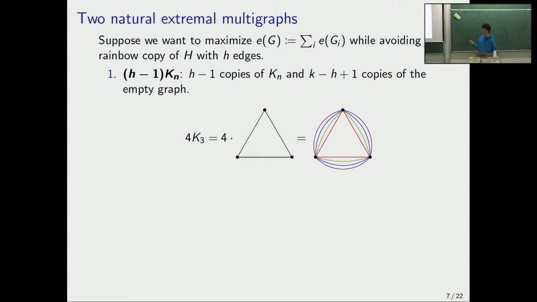The first one is (h-1) times K_n, and this consists of h-1 copies of a complete graph K_n, and all the other color graphs are empty. So here we have an example of 4K3. It consists of 4 triangles. The reason why this does not contain a rainbow copy of H is that if it contains a rainbow copy of H, then since H has h edges, it should have at least h non-empty colors, which is impossible for this kind of construction. It has only h-1 non-empty colors.